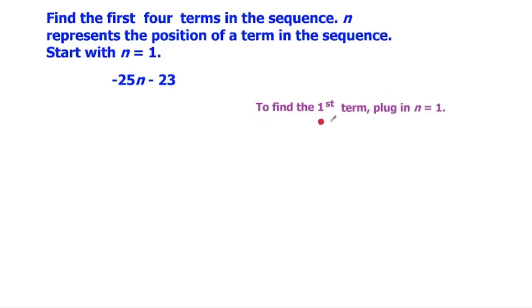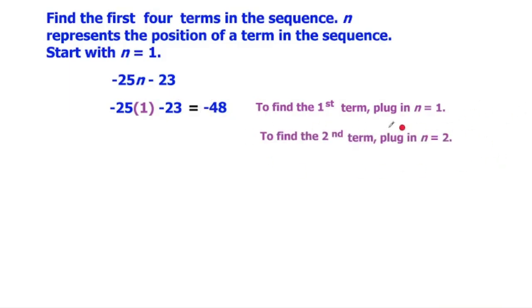So to find the first term, plug in n equals 1. So let's do that. We have minus 25 times 1 minus 23. So that just becomes minus 48. Minus 25 times 1 is just negative 25. So you add these two together and then you put the negative sign in front.